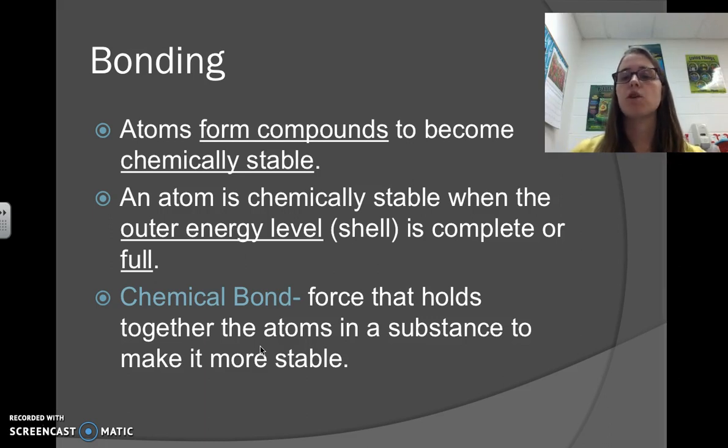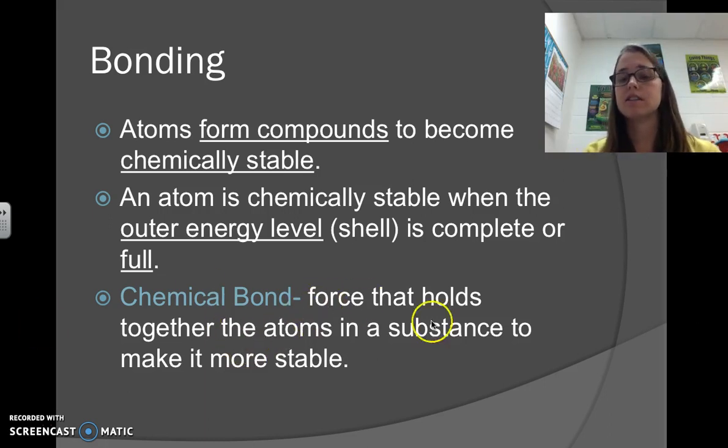Bonding. So atoms form compounds to become chemically stable. That's the only reason to form compounds. And when I say chemically stable, that means that their outermost shell has 8 electrons in it. An atom is chemically stable when the outer energy level or shell is complete or full. Remember, as I say again, the outermost energy level holds 8 electrons, except in the case of hydrogen and helium, where it only holds 2.